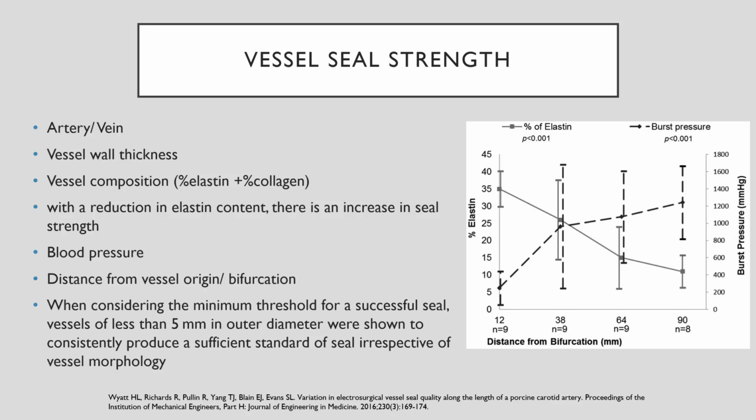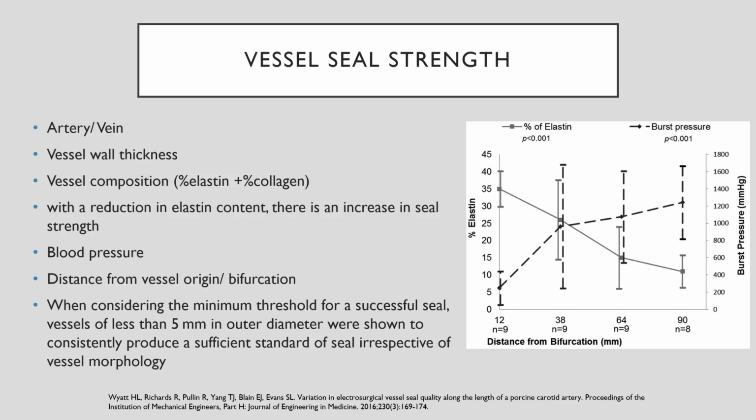Vessel wall thickness: vessels less than 5 millimeter have a better sealing. Vessel composition: how much is the percentage of elastin, how much is the collagen. For example, it has been shown in studies that with reduction in the elastin content, there is an increase in the seal strength. And then blood pressure also has a role. The distance from the vessel origin or bifurcation has a role. The more you go away from the bifurcation or origin, the seal strength increases.